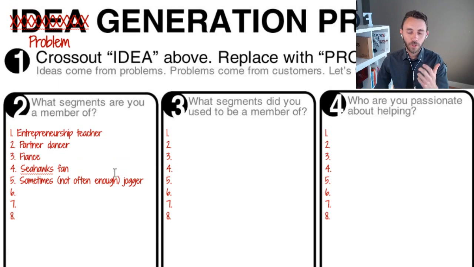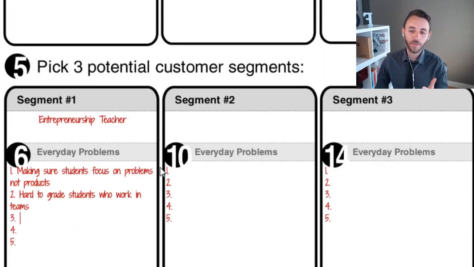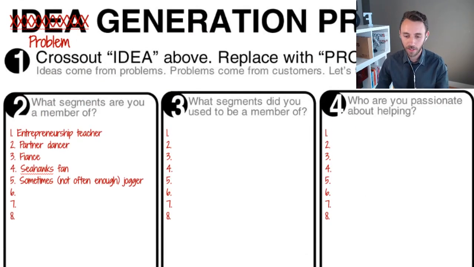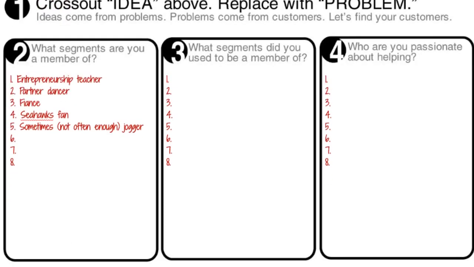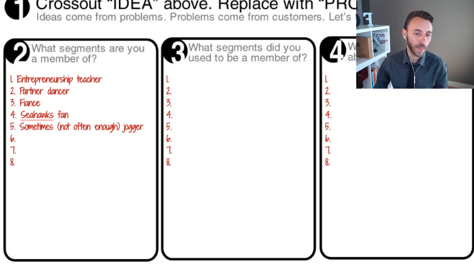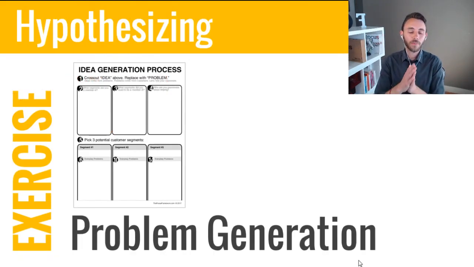All right, so this is the problem generation process. Again, if you want to save a copy of this, you can click up here in the top right-hand corner, just above my cursor here, and you can save a copy of this. And like I said, you can use that as inspiration for your own exercise if you want to create your own. Okay, so that's the problem generation process, how to help them hypothesize their problems.